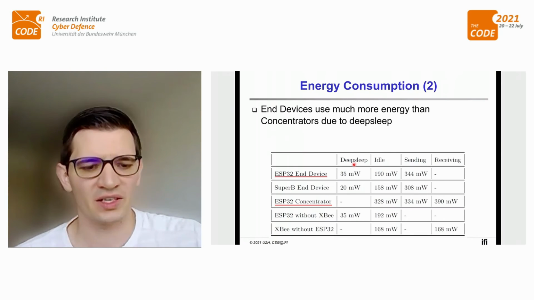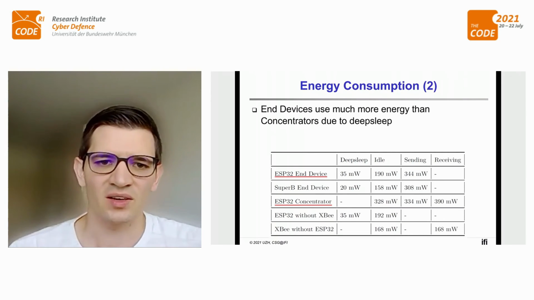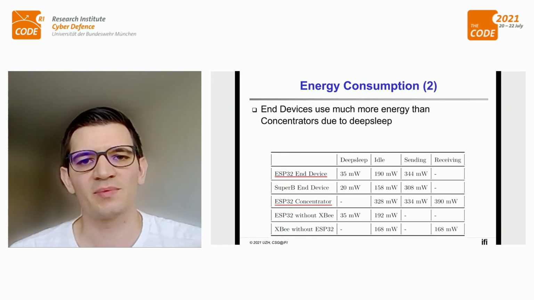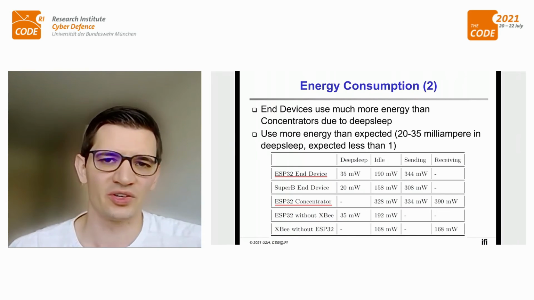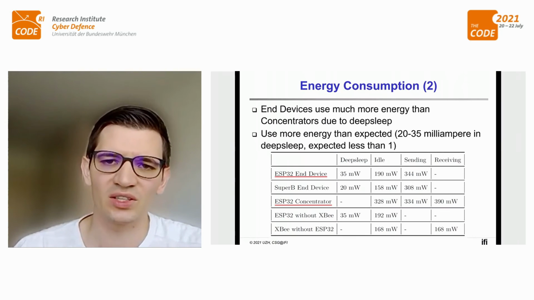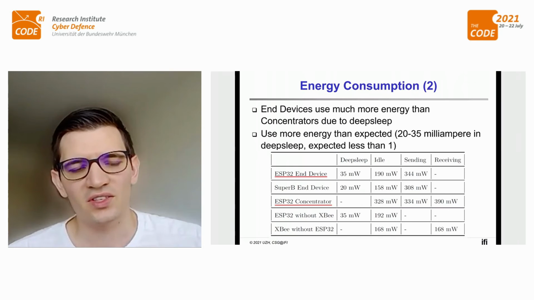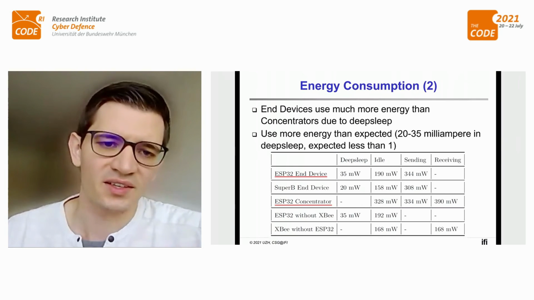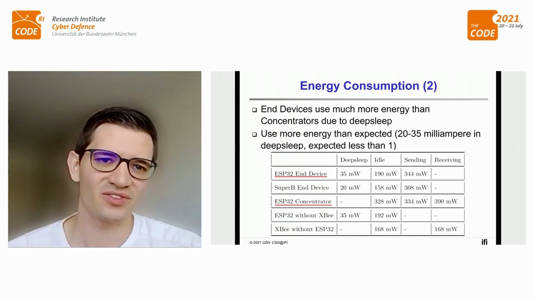All in all, we were expecting to use much less energy. For example, for the deep sleep mode, we expected to use less than 1 milliampere, but we were measuring between 20 and 35. So this could mean that the configuration of the devices needs to be improved in future.